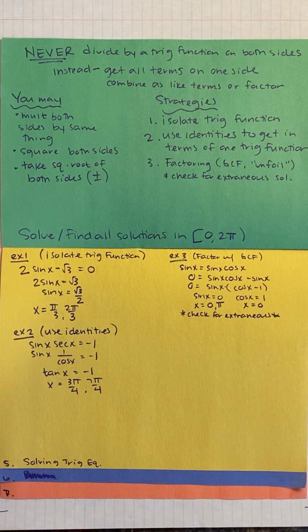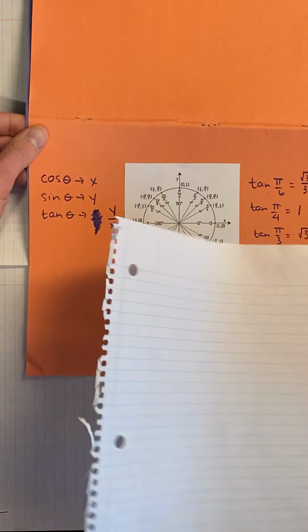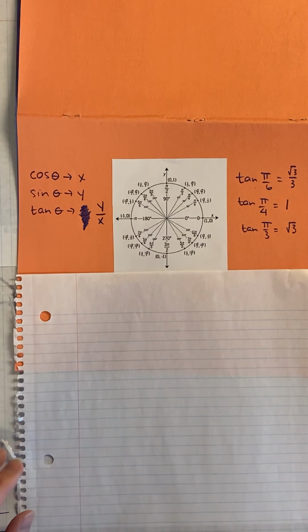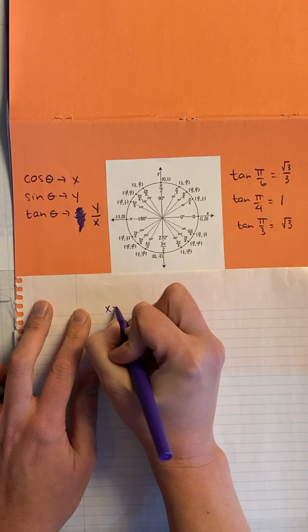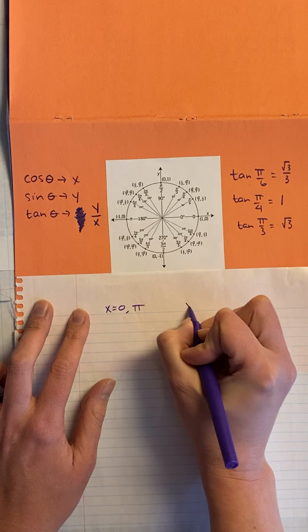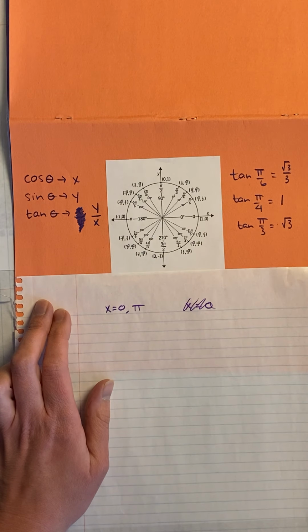I'm going to just do this on a separate sheet of paper because for me that's just easier. I'm kind of running out of room on there. So I'm going to flip it over and use my unit circle. For that problem, the solutions that we just got that I want to check, we got that x is equal to 0, pi, and then again 0. I don't need to check 0 twice, so I don't really even need to worry about that.